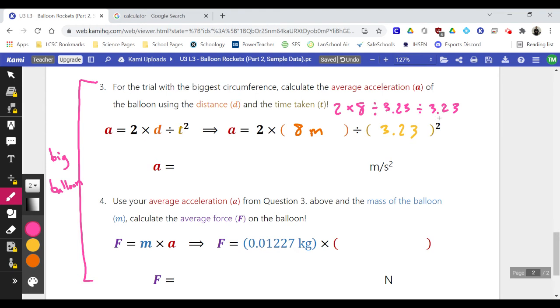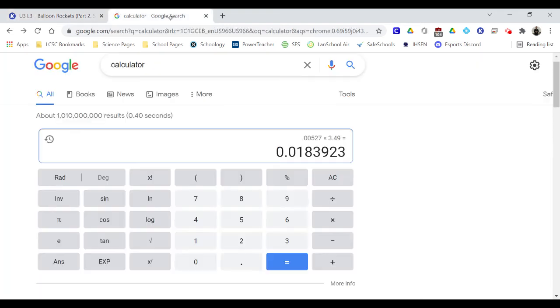That's what that exponent means. We're just repeating that operation twice. So let's try that out. I'm going to switch back over to my calculator. So I'm taking 2 times 8 divided by 3.23, and then divided by 3.23 again. And I get about 1.53-ish. Okay, I can try it the other way too.